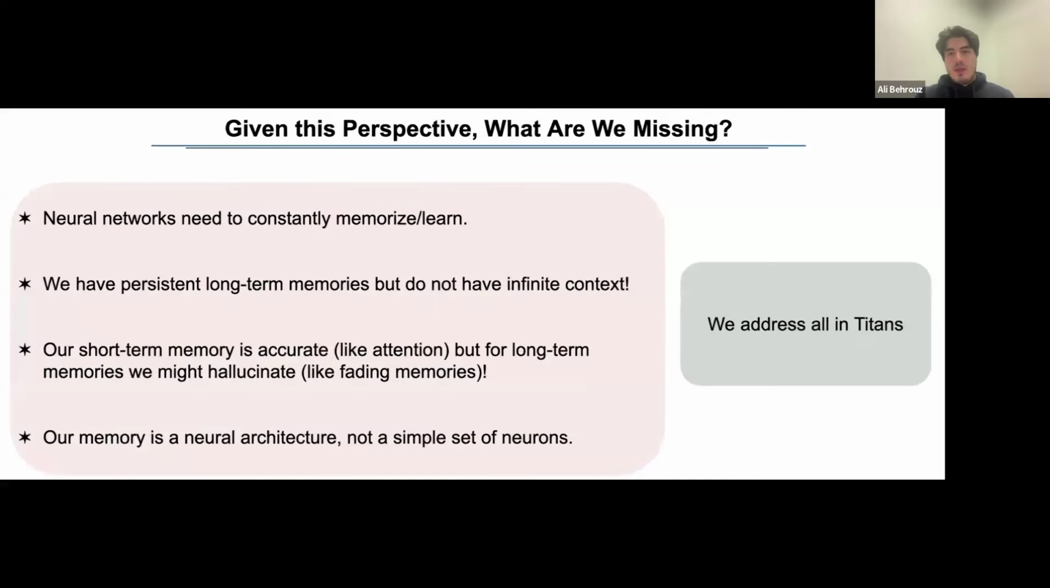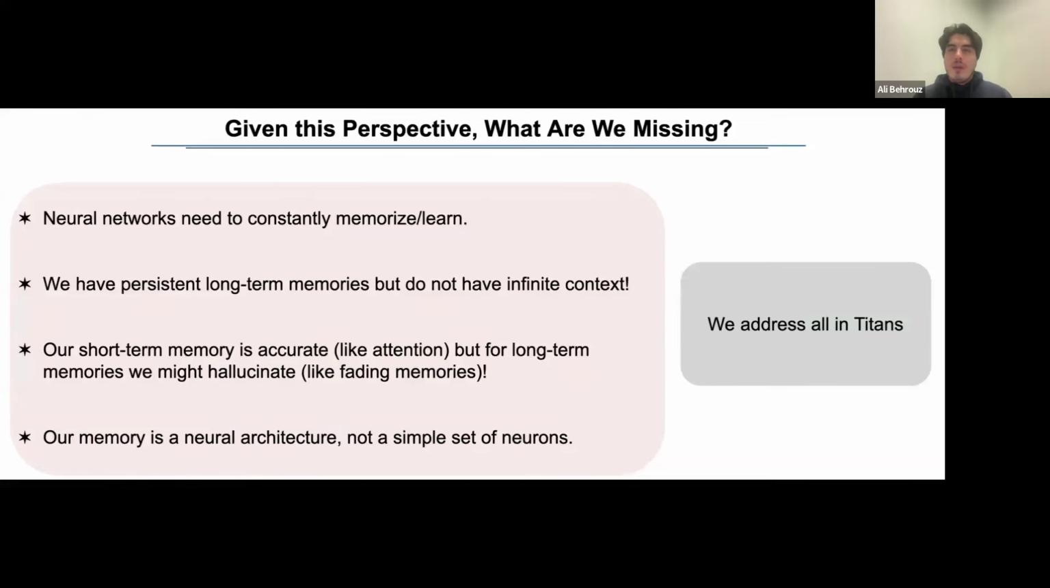So given this memory perspective, when we want to get inspired by the human brain, what are we missing in current architectures? The first thing is that neural networks need to constantly learn and memorize. So basically there is no pre-training and then post-training and something like that. We are always learning. And actually, we have some persistent long-term memories, but we do not have infinite context.